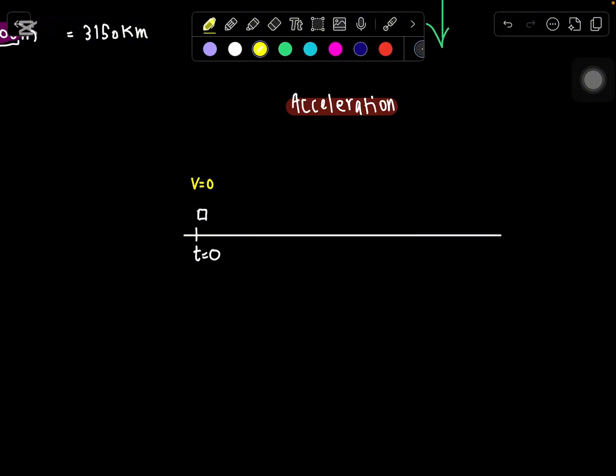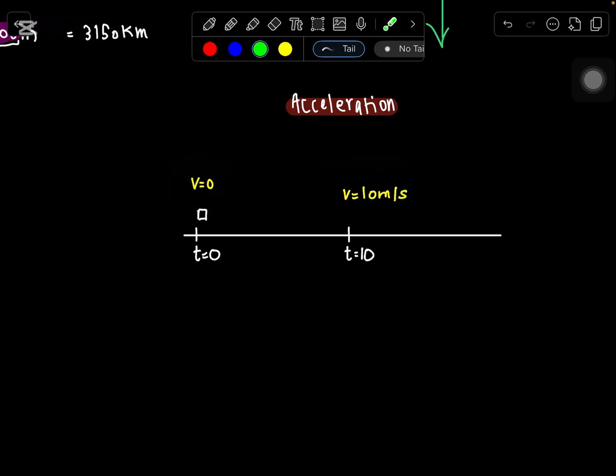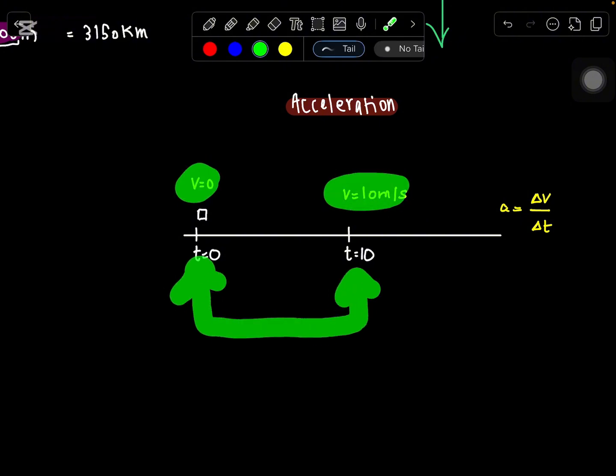Now I notice that after 10 seconds, t is equal to 10, the car has sped up and its velocity is now, let's say, 10 meters per second. Okay? Now, you see there is an obvious increase in its velocity, or change in velocity, in the span of some time. So this change in velocity divided by this change in time is your acceleration. What we're essentially looking at is how much velocity has changed in a certain interval of time.